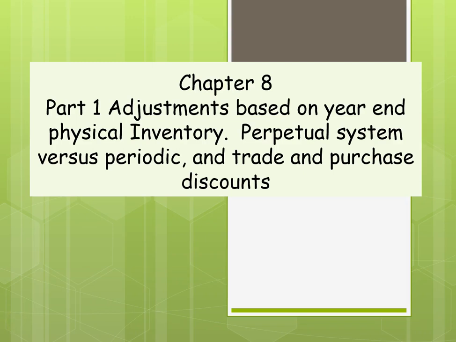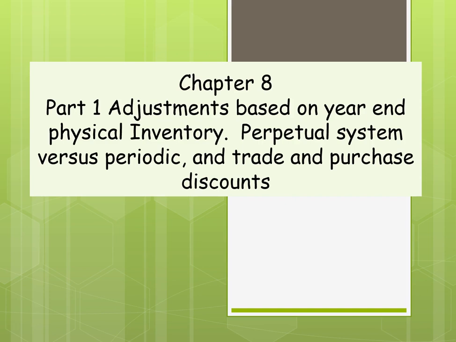This is Chapter 8. Our focus is inventory. There are 4 parts. Part 1 covers adjustments based on year-end physical inventory, describes the difference between perpetual and periodic journal entries, and discusses trade and purchase discounts. So the focus here is journal entries.